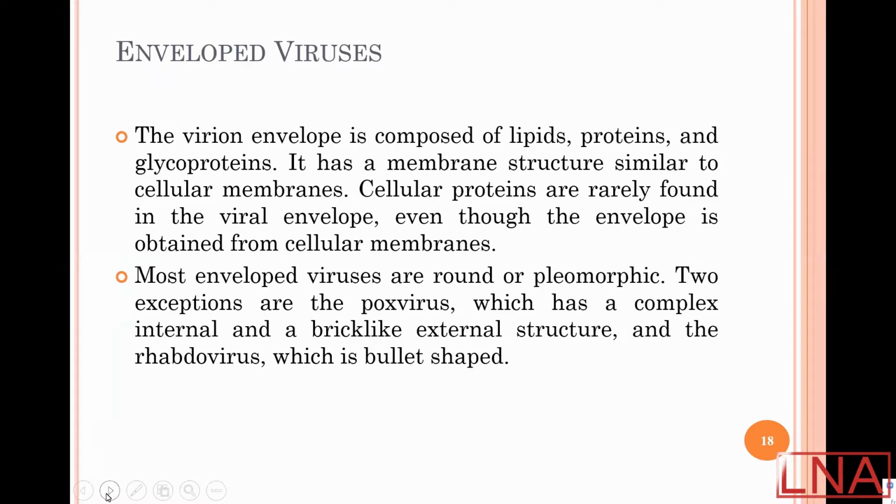So the virion envelope is composed, as I said, of many kinds of structures. It has a membrane structure similar to cellular membranes. Sometimes it's exactly a part of the cellular membrane. Cellular proteins are rarely found in the viral envelope, even though the envelope is obtained from the cellular membranes, as I said. So it depends on the type of the virus. Some viruses make it by themselves, some viruses make something similar to the membrane structure, and some viruses can take it exactly from the cell.